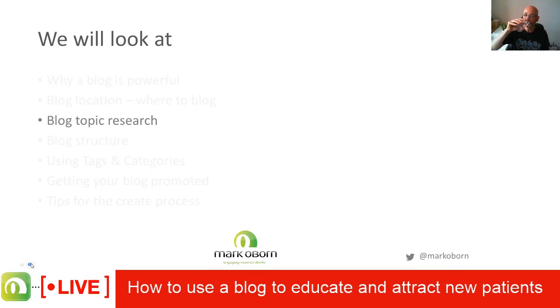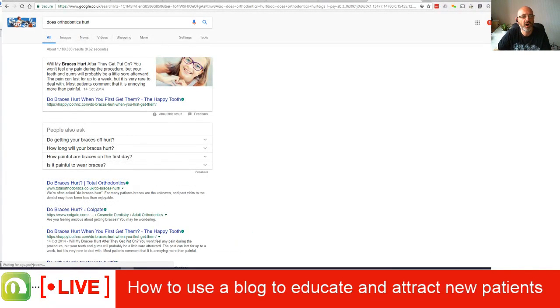of blog topic research. And this is how I do blog topic research, and I'm sure there are lots of ways of doing that, but this is how I do it. So let's take as an example, we're going to do a blog post about orthodontics and orthodontics hurting. So just go to Google and do a search for does orthodontics hurt?